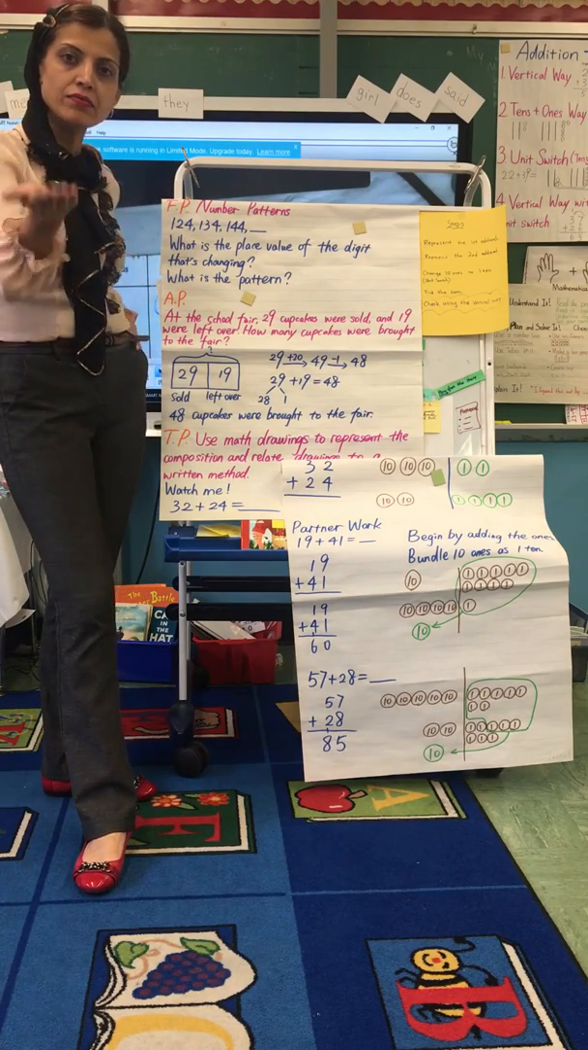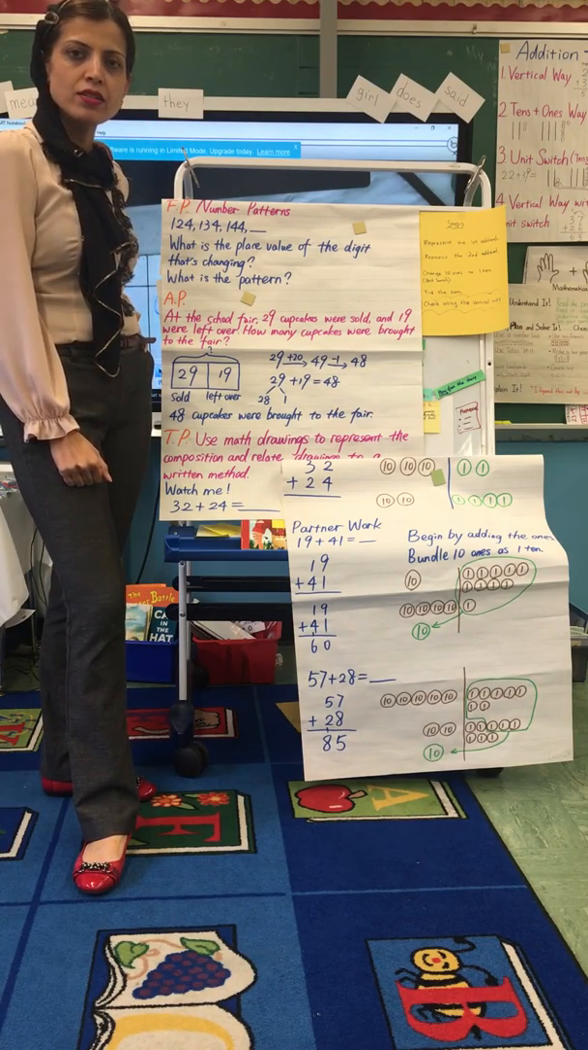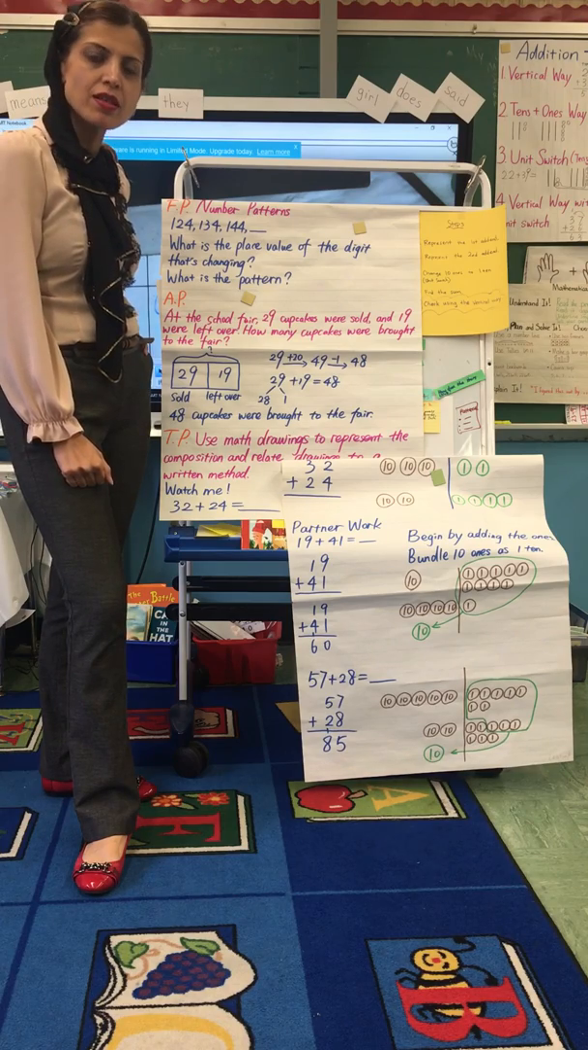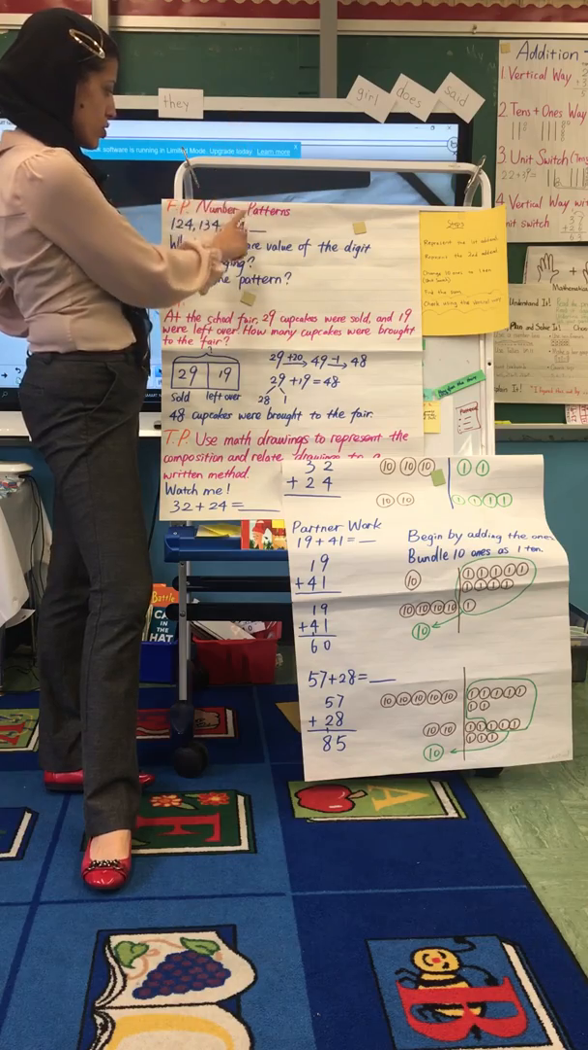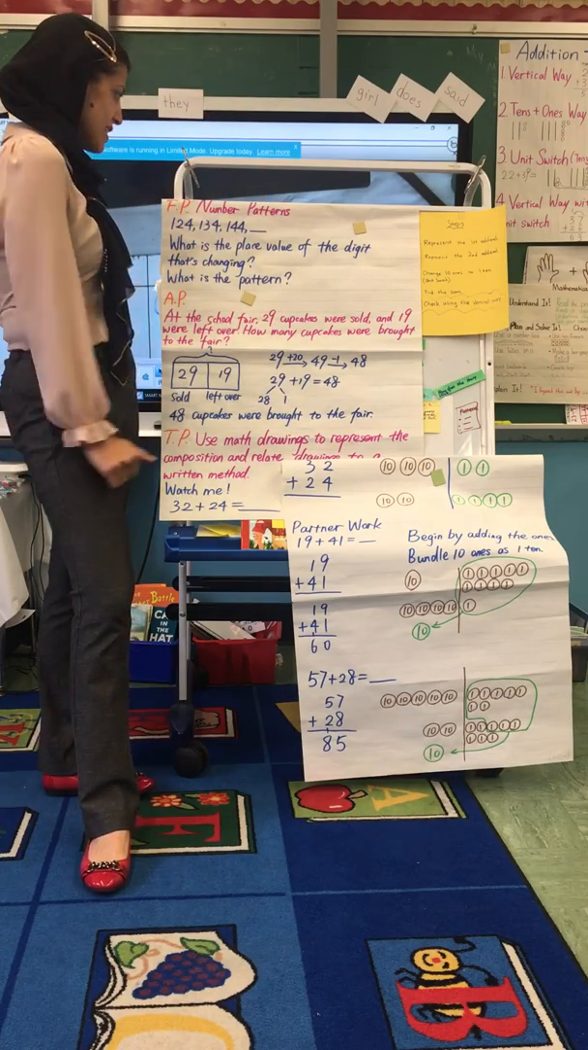We're basically counting by, turn and talk and tell your family members. Yes, we're counting by tens, right? 124, 134, 144, 154. Excellent, excellent work.